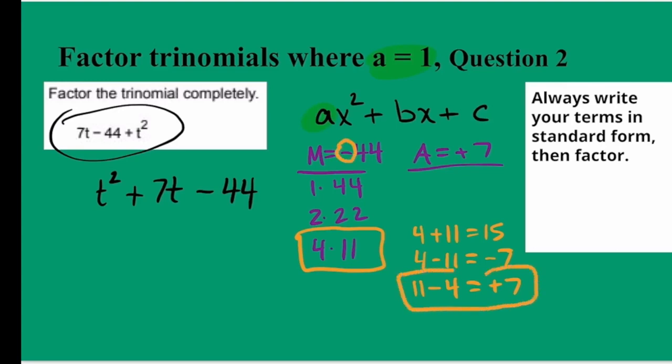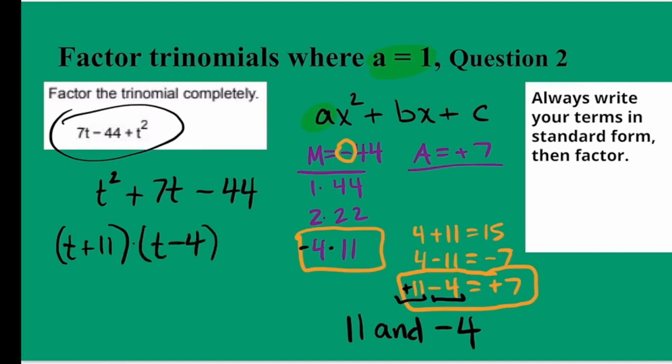This gives me positive 7, which means the numbers I'm going to use for my answer are actually not 4 and 11. It's 11 and negative 4. The negative 4 and the positive 11 were added to get positive 7. And if you multiply positive 11 and negative 4, that's going to give you the negative 44. And then we could write our answer as t plus 11 times t minus 4. And that would be how you factor trinomials if the first term is a 1x squared.